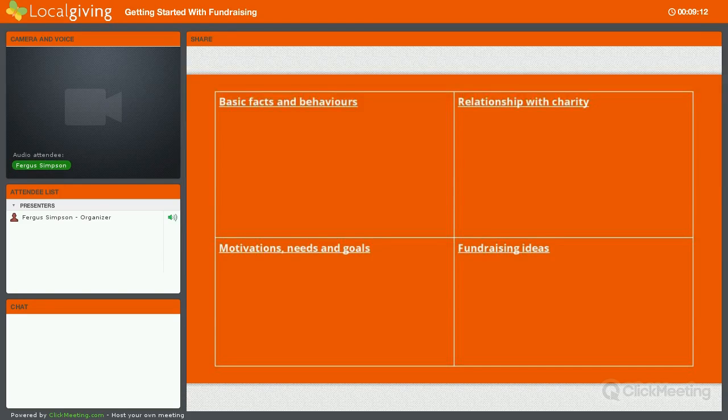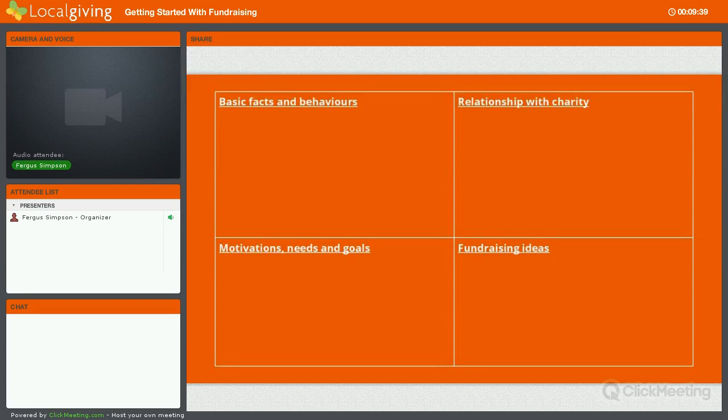And this is a good way to split it up into these 4 boxes. So on the top left-hand side, we have basic facts and behaviors. So the basic factors would be what their age is, the age of the donors, if they often tend to have families, the people who donate to you. For example, if you work for an organization that deals with children, your donors are more likely to be parents. What's their relationship with your charity? Have they donated before? Are they aware of who you are?